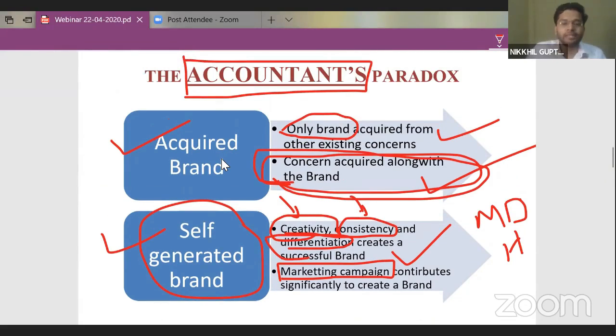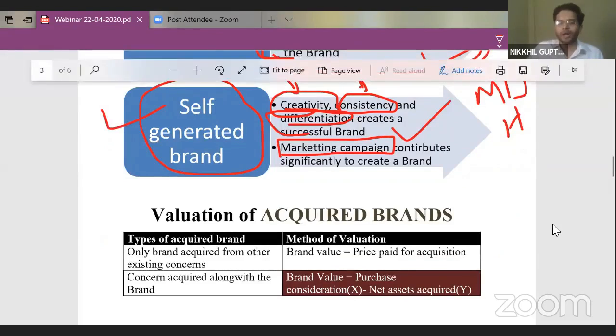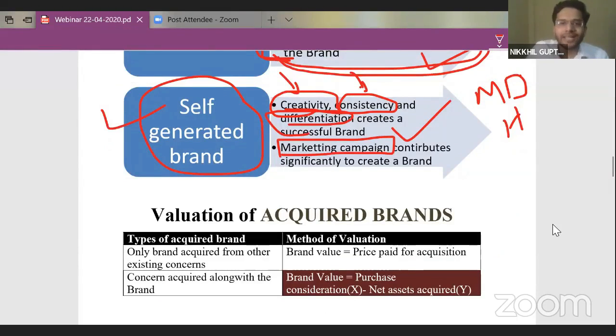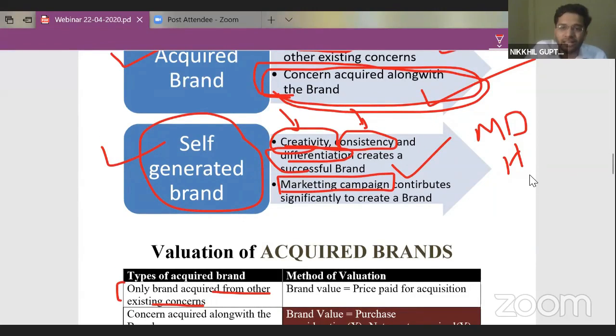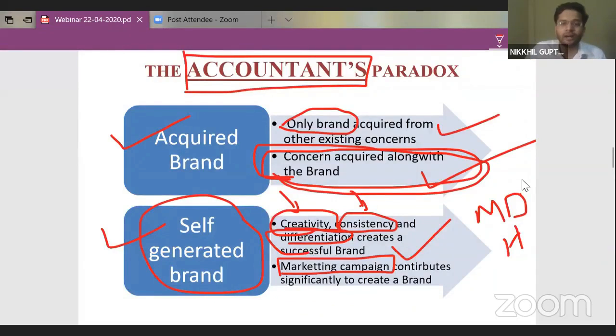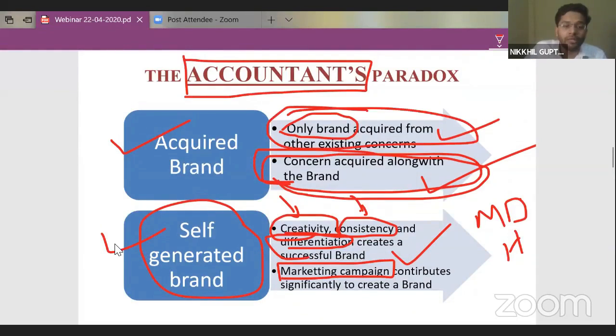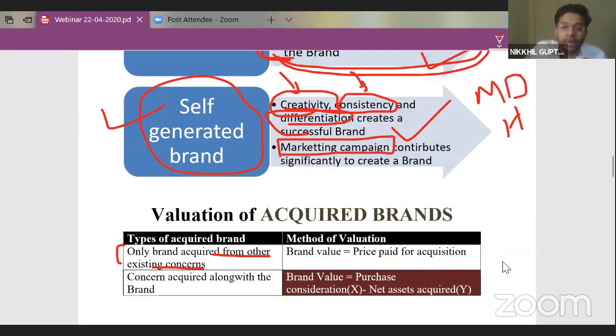Now, guys, let me take you to your accounting world. Yes, your accountant's world. What will the accountant tell me? Accountant will tell me only brand acquired from other existing concern. If you are falling under the first case, if you have purchased only the acquired brand, if you are only purchasing the brand which has been acquired from another concern, then the value of brand should be price paid for acquisition. The brand value will be price paid for acquisition.